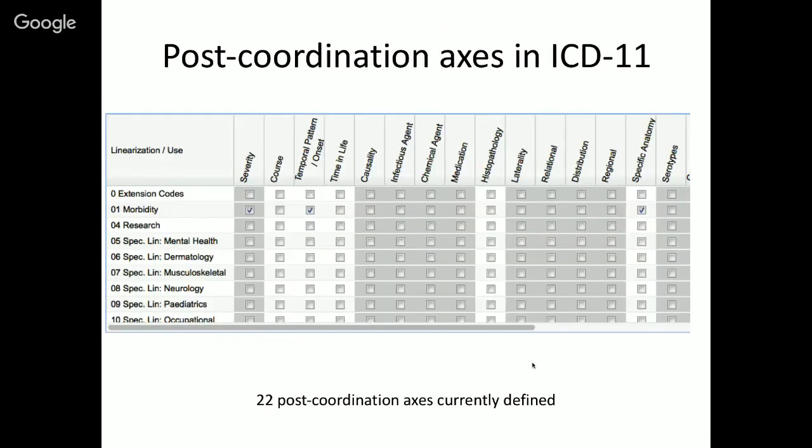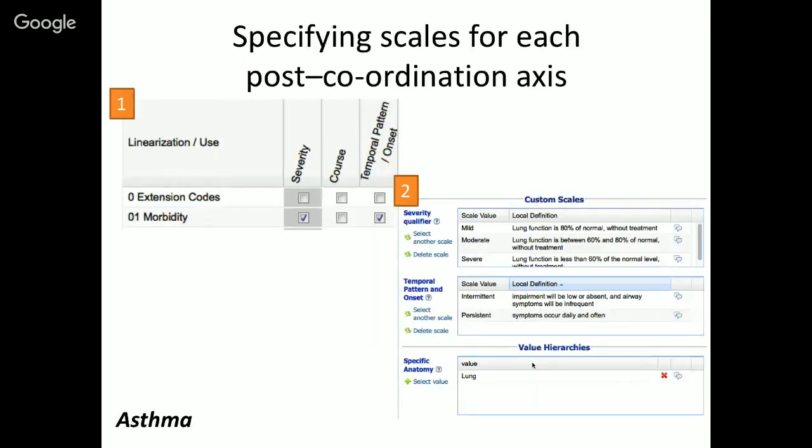And so if we look at the way in which this actually is carried out, let's look at asthma. In the case of asthma, we can say, for example, that the morbidity linearization might involve a severity description and a temporal pattern or an onset description. And we can get the way in which those post-coordinated terms are added to asthma by looking at custom scales, which you see here on the right.